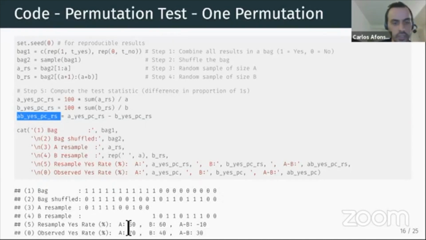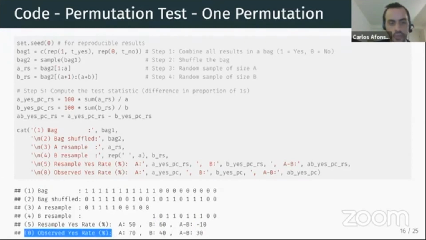Okay. So here you can see that the A resample has 1, 2, 3, 4, 5 ones. That's a 50% yes rate. And then the B resample has 1, 2, 3, 4, 5, 6 yeses. And that's going to be a 60% yes rate. And the difference, our test statistic, which is the difference between A and B, is going to be 50 minus 60, and that's going to be minus 10. And as a reminder, the observed difference of our A/B test result was 30%.